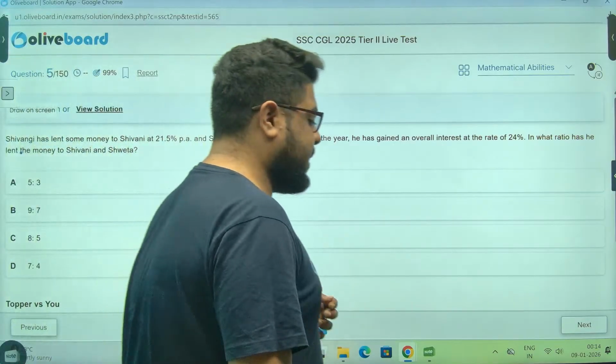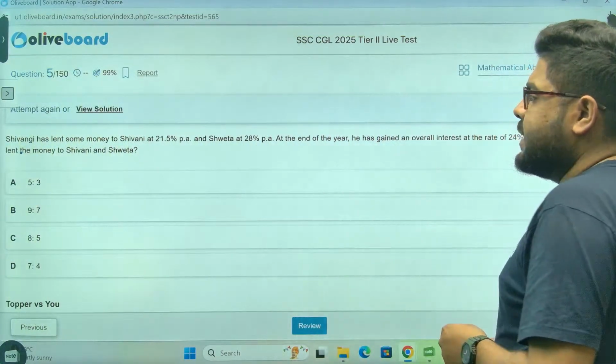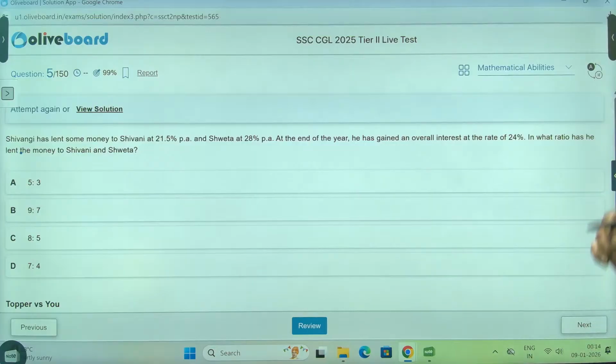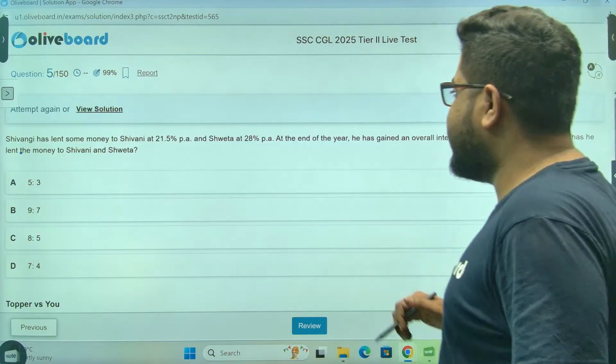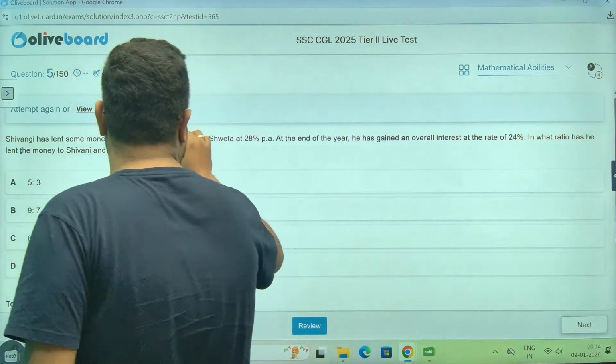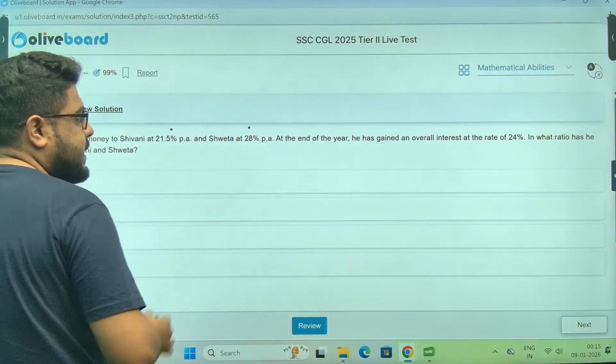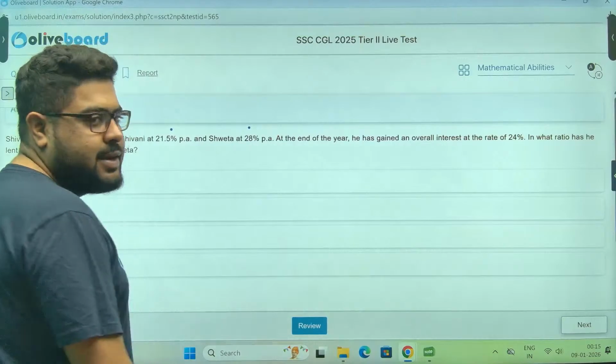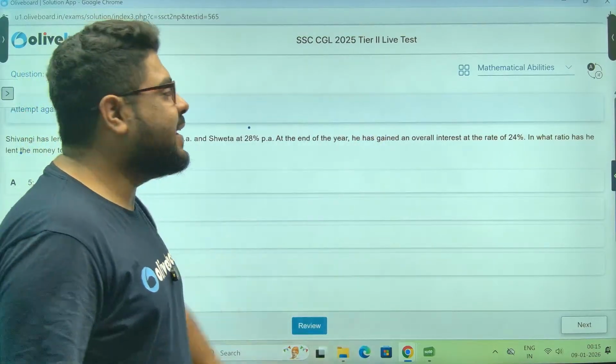Sir, next one. Let's read it, sir. Shivangi has lent some money to Shivani at 21.5% per annum and to Shweta at this percentage. At the end of the year, overall is this. What is the ratio, sir? Pure and simple question of alligation.